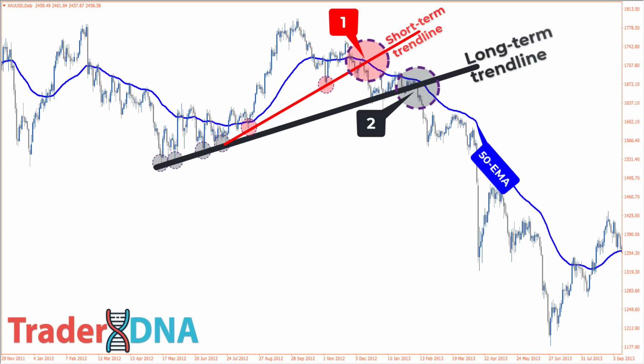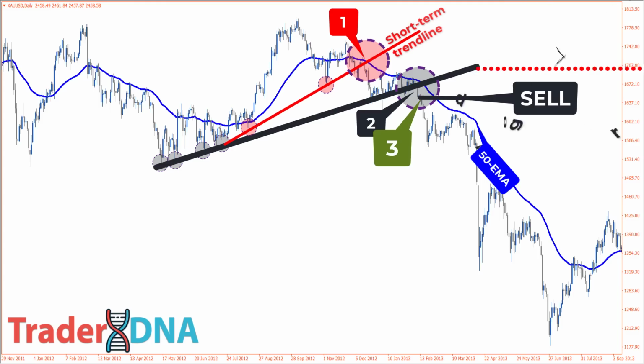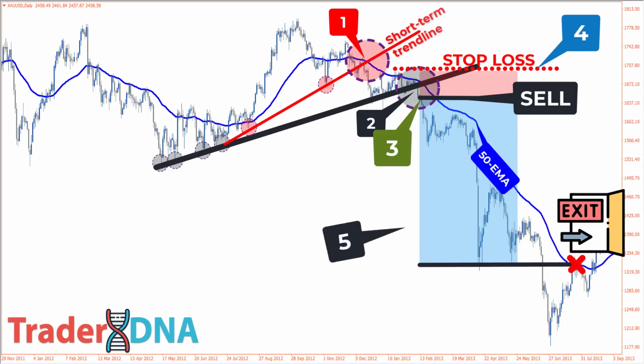Third, traders can enter a sell order at the closing price or set a sell stop order just below the low of the triggering candlestick. Fourth, set the stop loss at the recent peak. Fifth, exit the trade when the price breaks above both the moving average and the trend line. These steps outline a clear approach to trading using trend lines and moving averages for effective decision-making.